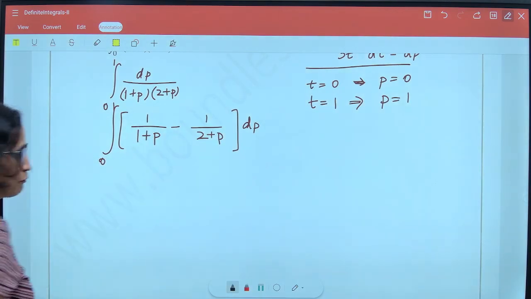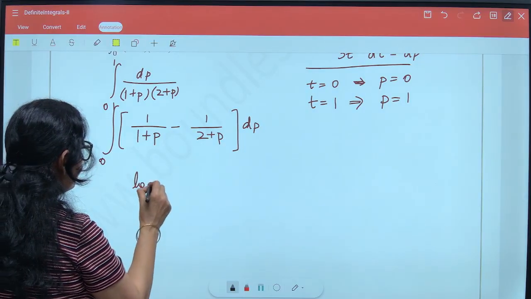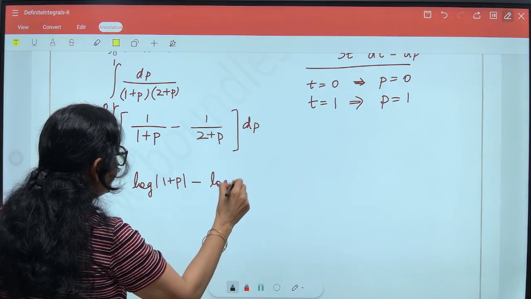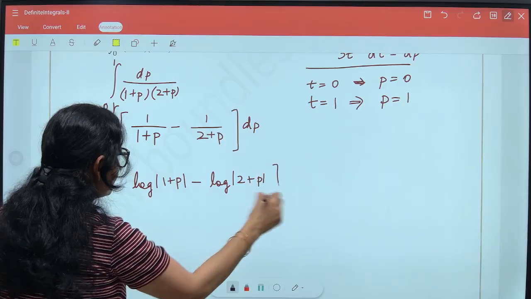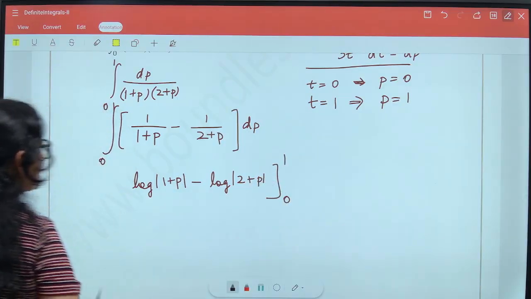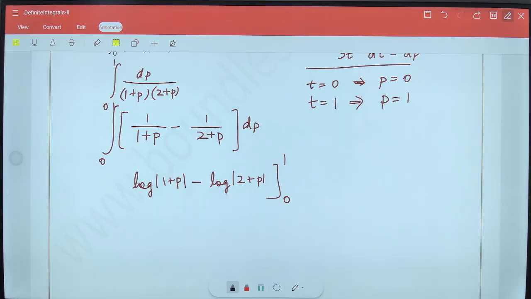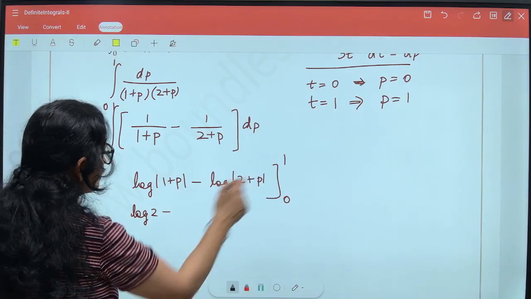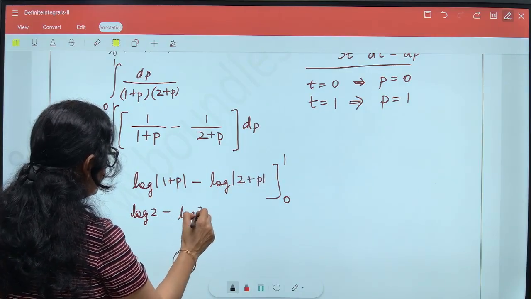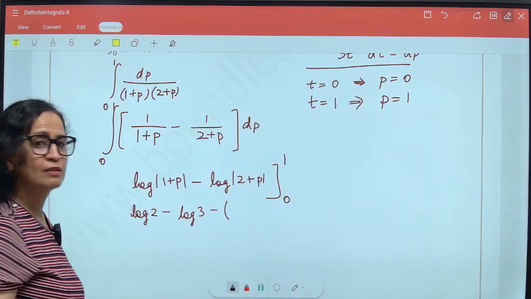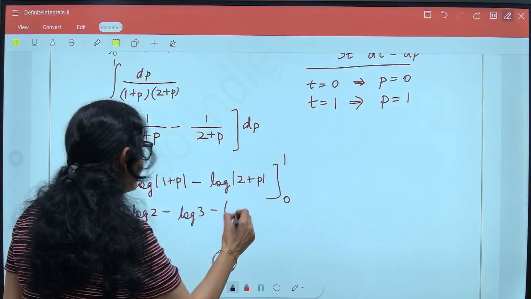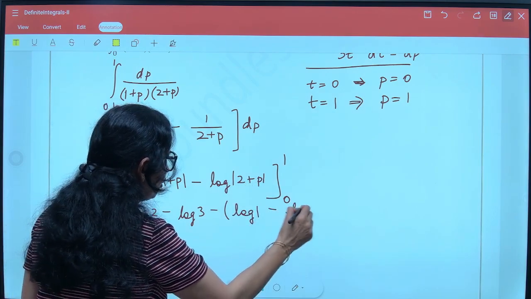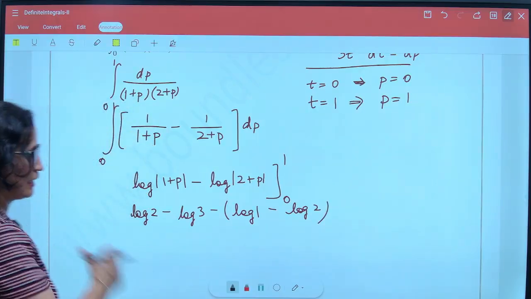What is integral of 1 upon 1 plus p? It is log of 1 plus p. And integral of this is log of 2 plus p. Now put the limiting values, that is 0 to 1. So if I replace p by 1, it becomes log of 2 minus log of 2 plus 1, which is log 3, minus log 3. Now minus, and then replace p with 0: 1 plus 0 becomes log 1 minus log of 2 plus 0, which is log 2. I hope it's clear now, right?